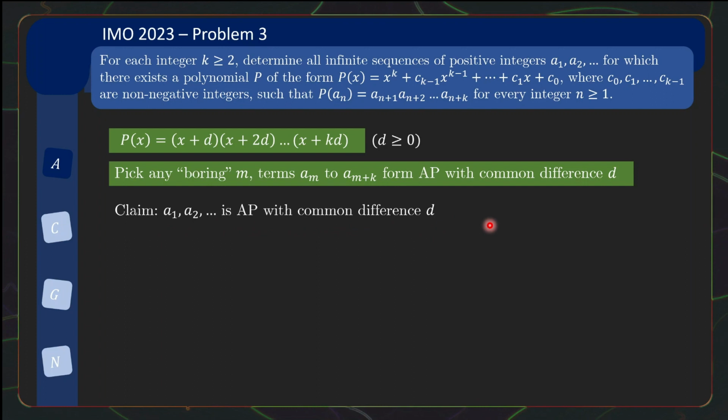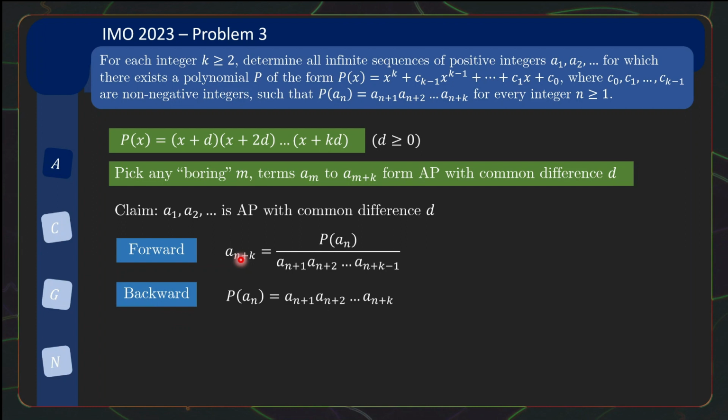I'll just sketch how you would prove the forward and backward induction, but it's very easy to write out. In essence, if you want to go forward from a_(m+k) onwards, you just take a look at the last term of this expression here and rearrange the front terms down so you get this. And then by induction hypothesis, these parts are all AP of common difference d. And after you plug in the polynomial expression, you can show that this next term continues to obey the AP behavior.